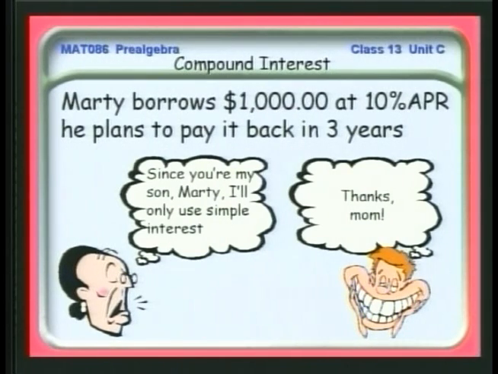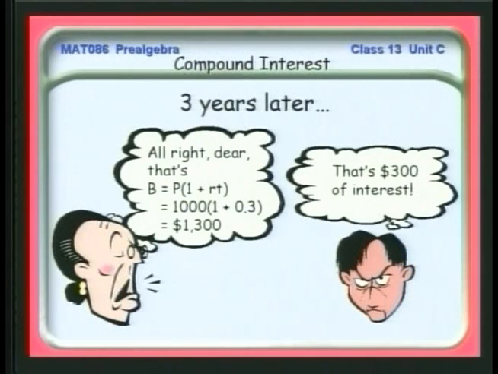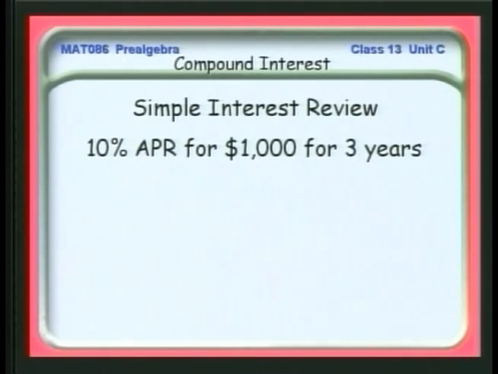And his mother, if that's who it is, said, "I'll only use simple interest." He's going, "Thanks, Mom." And his mother goes through the calculation and discovers that at the end of it, the amount that he owes is $1,300, and he looks a little annoyed because it's $300 interest. Borrow it from a parent and have to pay $300 interest? Unheard of. Let's, for review, look at how that simple interest calculation would work.